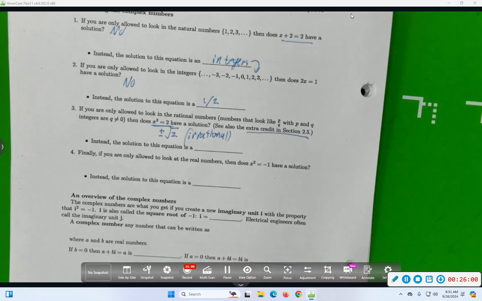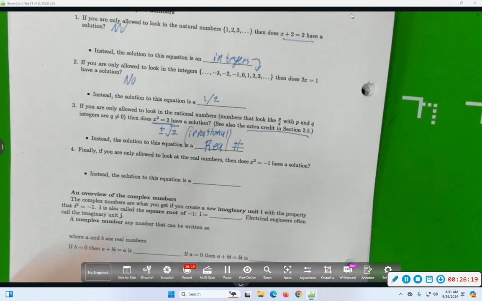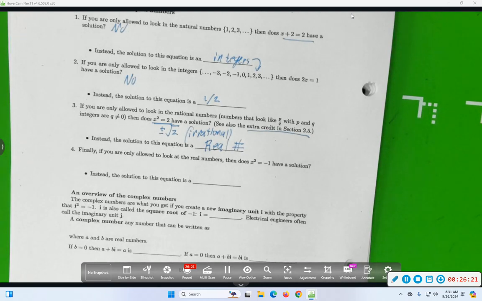The extra credit at the end of this section is going to have you show that the square root of 2 is in fact not a rational number. And it's a really classical argument, but it's one that's worth seeing and going through. But the square root of 2 is still a number. You can get a decimal expansion for it. It's a real number.